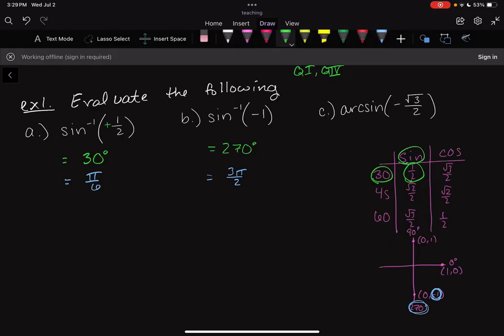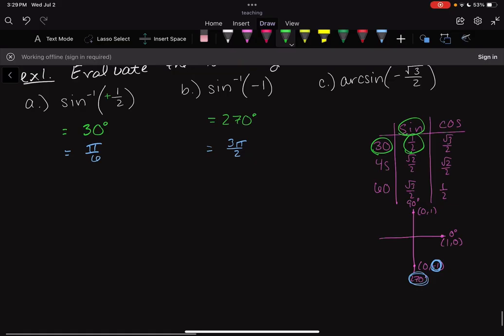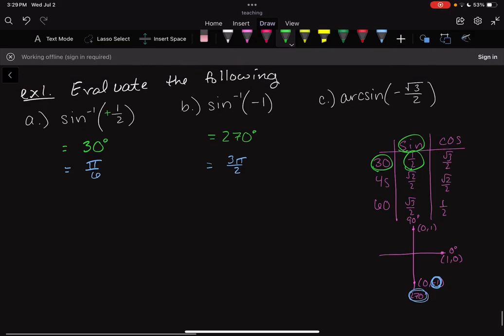And I don't really mind if you write your answer in degrees or radians. I'm just writing both for you so that you have it in the notes. I'm not really picky. The online homework may be picky, so just watch what they ask for.